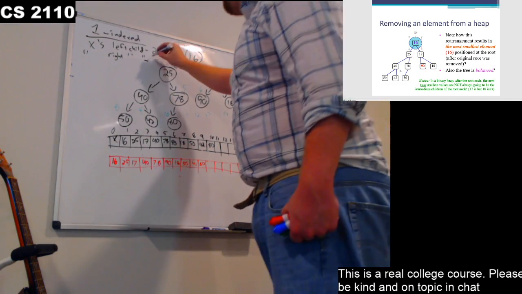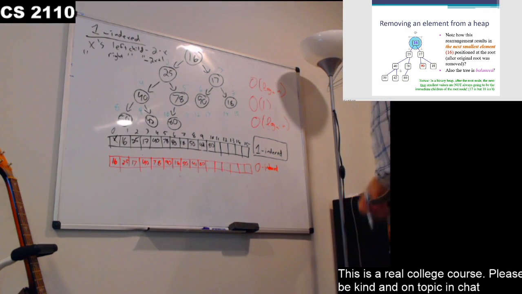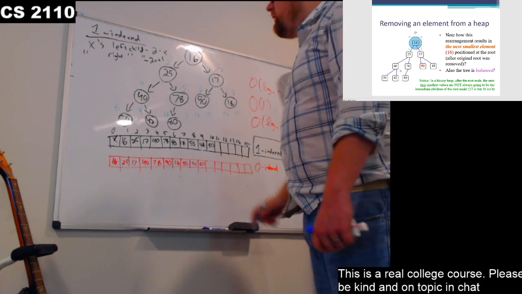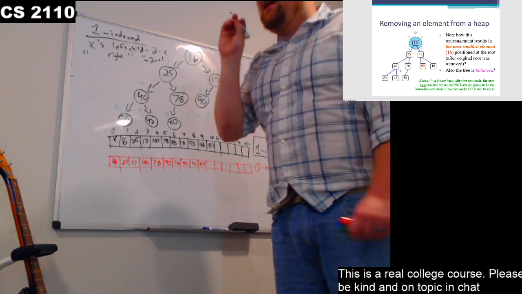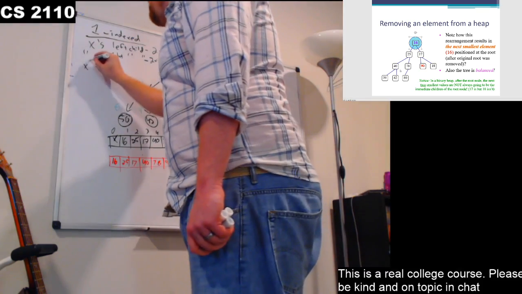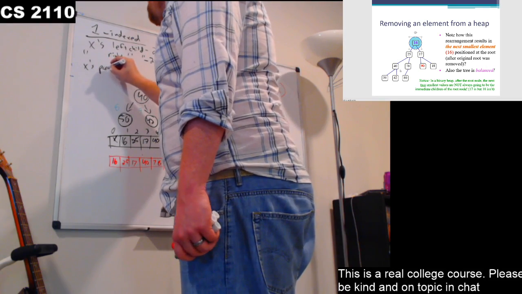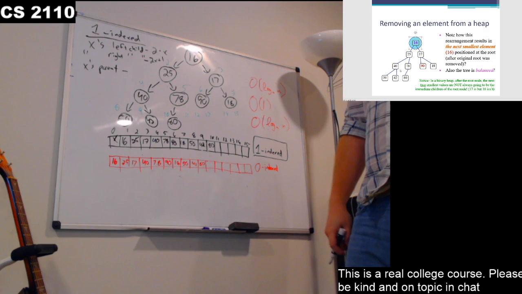It's 2x plus 1, right? 2x plus 1. And then from there, how do I go from the child to the parent? And keep in mind, we can take advantage of integer division. X's parent. What is x's parent?